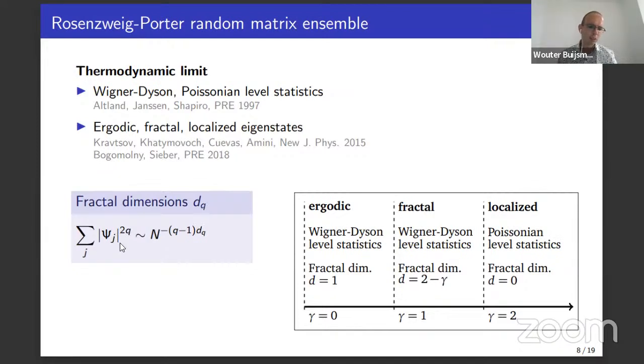When we set q equal 2, the left-hand side, if this is an eigenstate, gives the inverse participation ratio. And on the right-hand side, we have N to the power minus the fractal dimension. So the fractal dimension says how a wave function is spread out over the full Hilbert space as a function of the matrix size. And you can show analytically, and this was done both by Kravtsov, Khaymovich and co-authors, as well as by Bogomolny and Sieber in 2018, that these results do not hold only for the first fractal dimension with q equal 2, but really for all fractal dimensions.